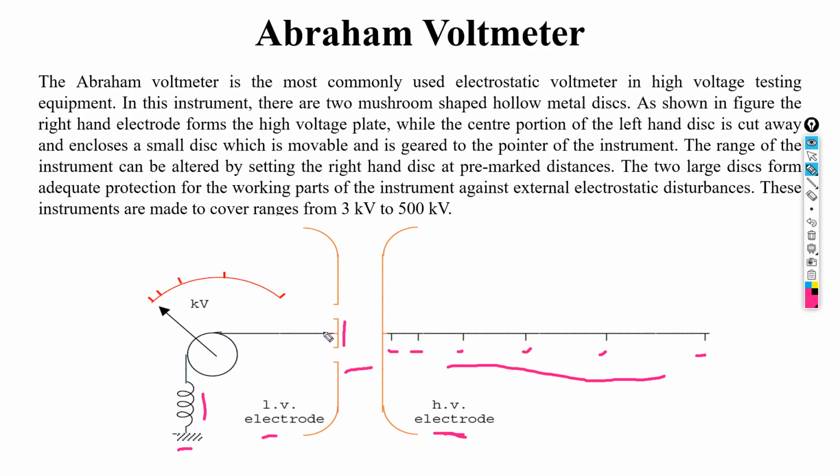If it moves, this rotating disc is going to rotate, and attached to this disc we have the pointer arrangement. So that pointer is going to deflect, and the corresponding deflection will be seen on the scale, and that can be used for measurement purposes. In this way we can measure high voltage directly with the help of an Abraham voltmeter.